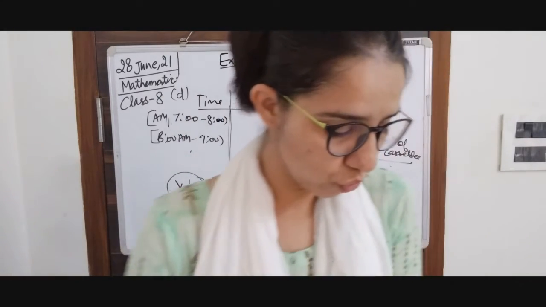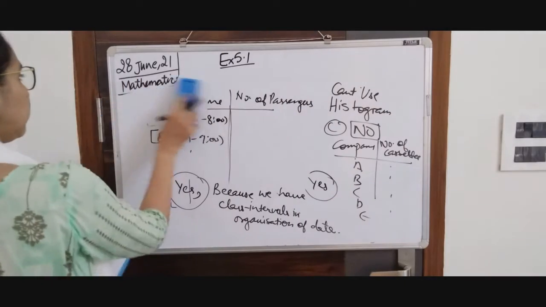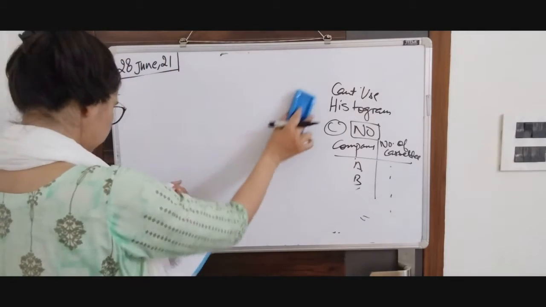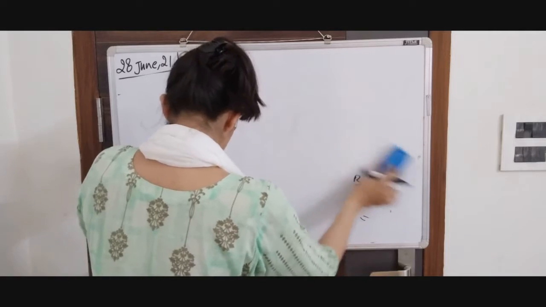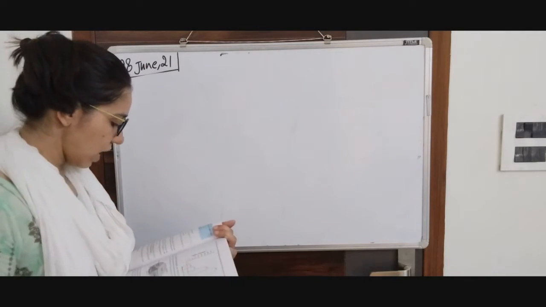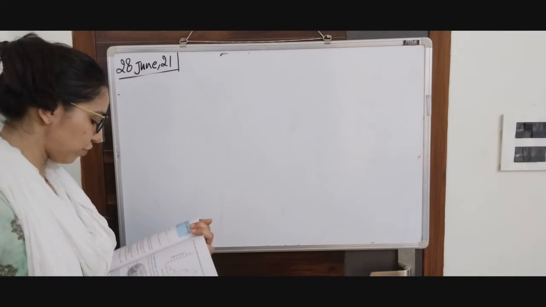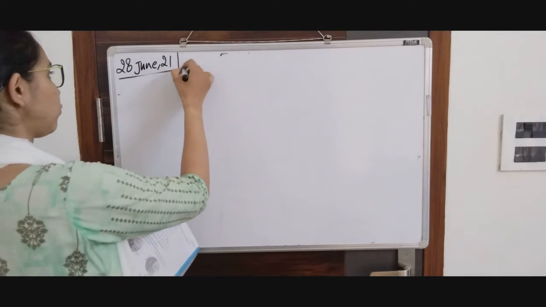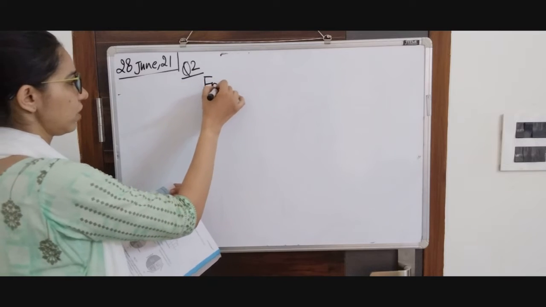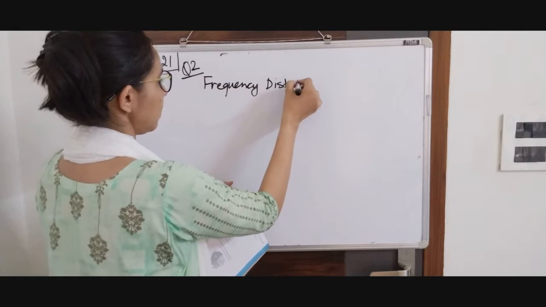Now question number 2, the shoppers who come to a departmental store are marked as men, women and boy and girl. There are 4 kinds of people who are visiting a departmental store, and the list gives the shoppers who come during the first hour of the morning. We have to make the frequency distribution table.